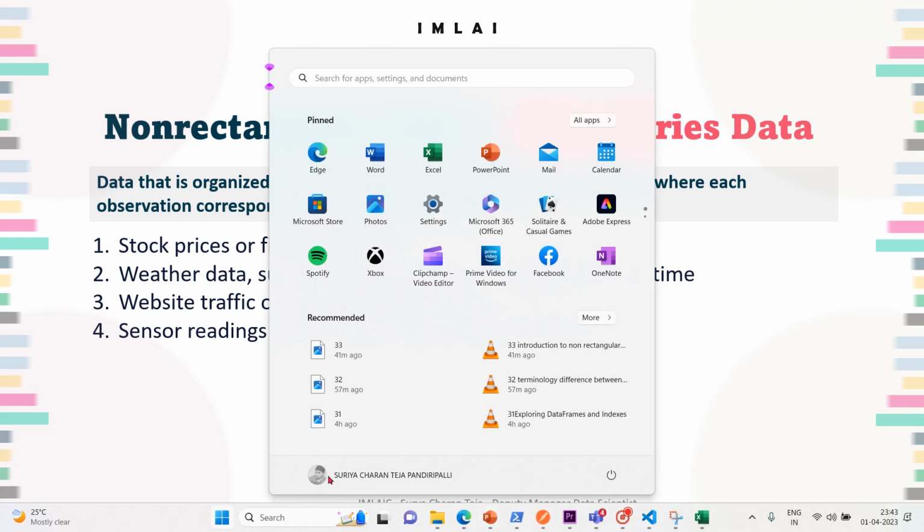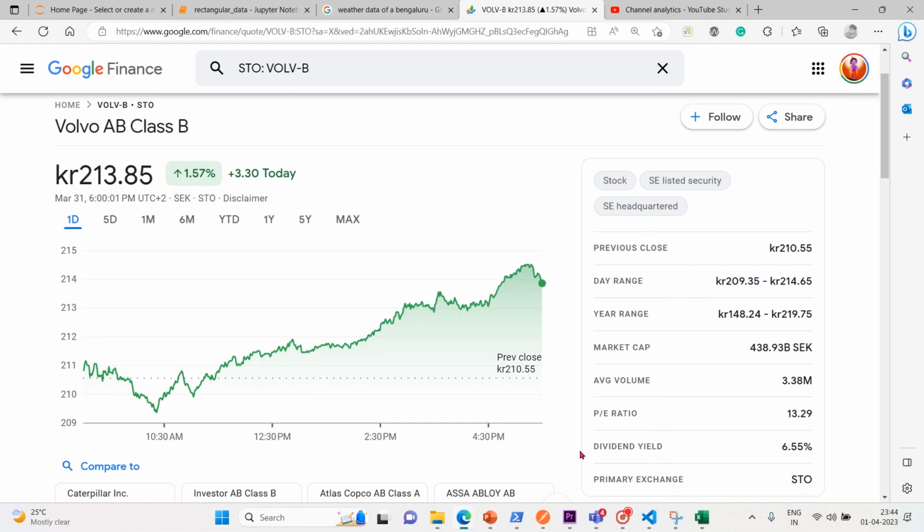Let me show you that. Let's take the Volvo stock price chart, and this is in Swedish krona. So it's 213.85, that's the present stock price. If you see, this is today's, from 10:30 a.m. this morning till 4:30 p.m. Of course, this is a Swedish one.